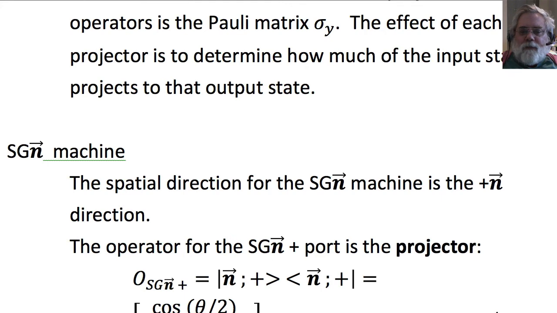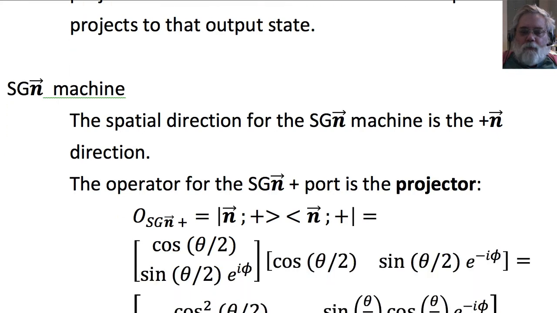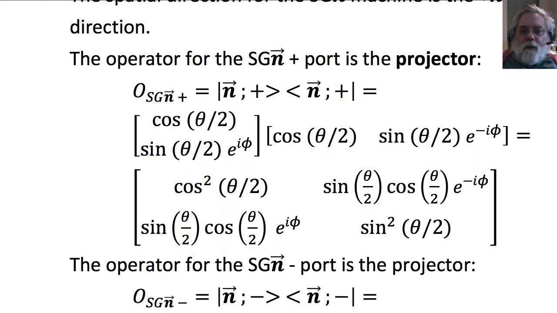Now, let's take a general direction in space. We'll take the direction n vector in space, and we'll call the machine an SG n vector machine. We have not covered this in a previous lecture. We're making it up here as we go. That's fine. We know how to do the operator for the projector for the plus port. It would be whatever ket n vector plus is times bra n vector plus.